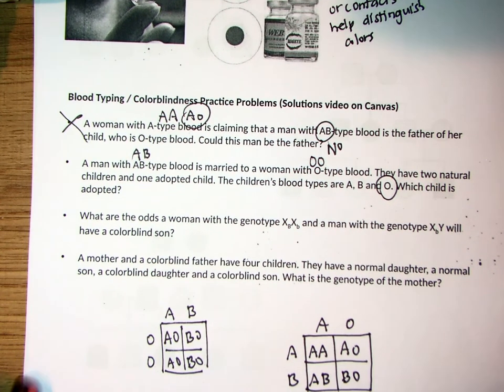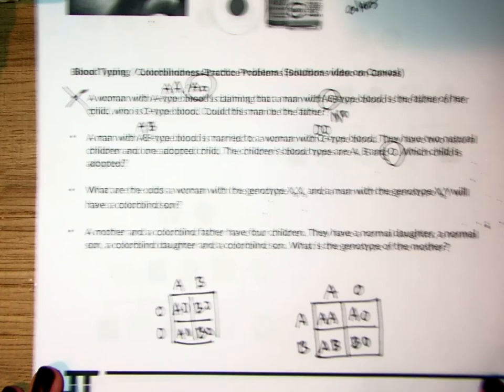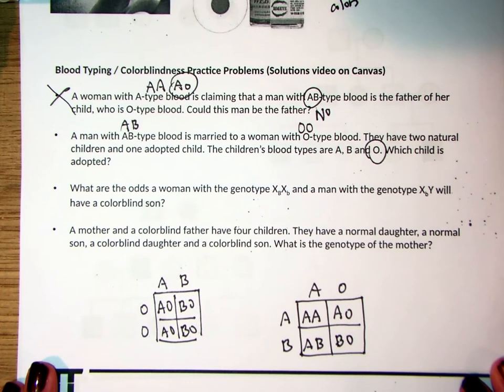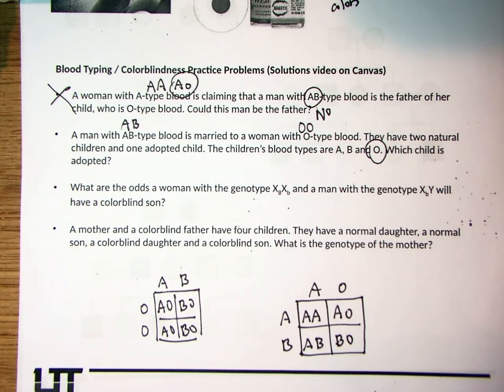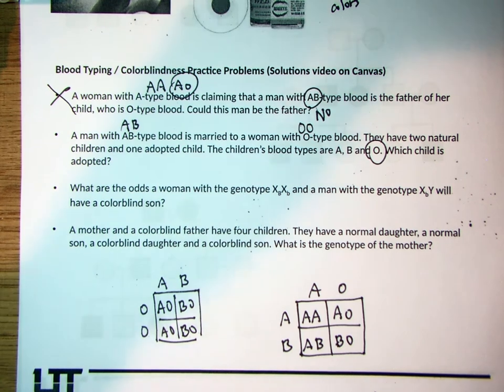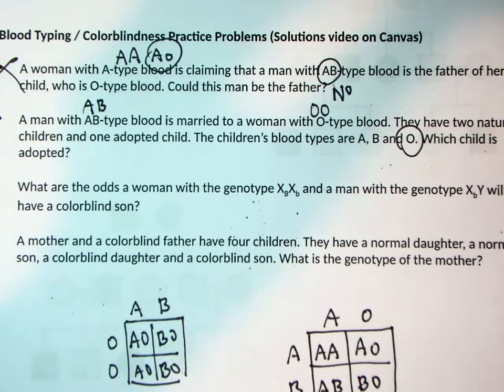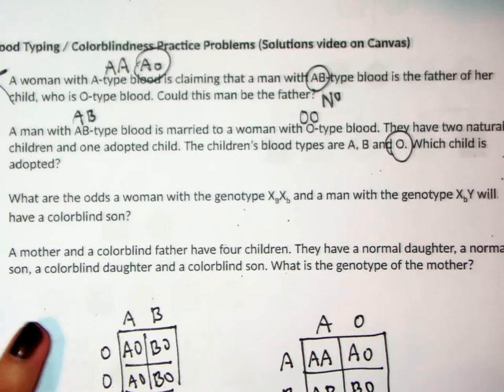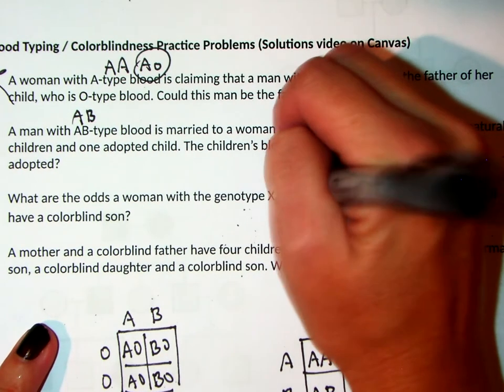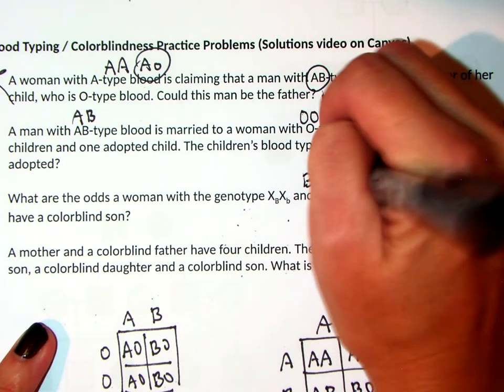Okay, what are the odds a woman with a genotype X big B X little b and a man with a genotype X little b Y will have a colorblind son? Remember, colorblindness is recessive. So we'll say big B is normal vision and little b is colorblind.